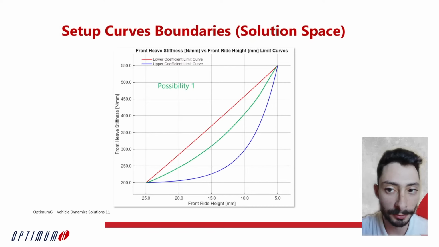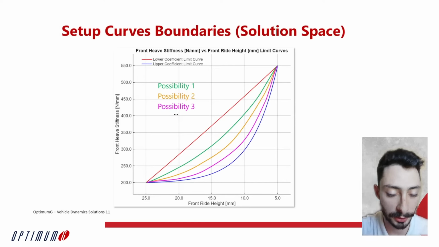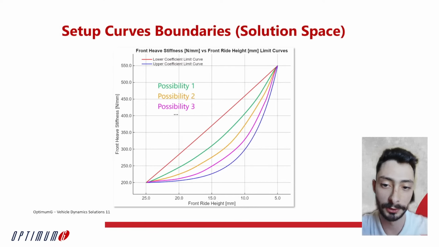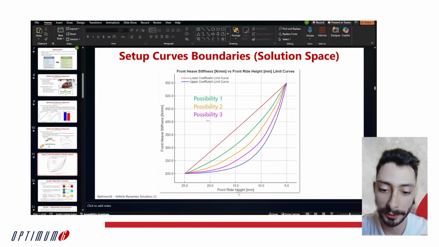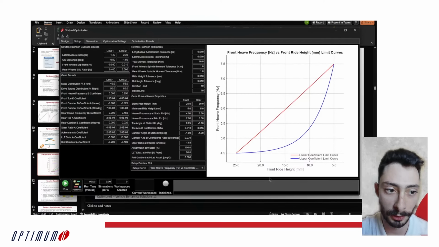So one of the different possibilities that the algorithm will find will be, for example, this green curve, another possibility, this yellow curve, and another possibility, this little pink curve here. So all of the different cars that the optimization algorithm is going to test are going to have the stiffness versus ride height behavior sit between the red and the blue curves. So this is how we're going to restrain the optimization algorithm to find some results that will actually make sense to our car.